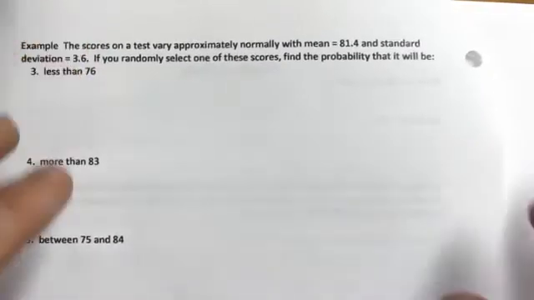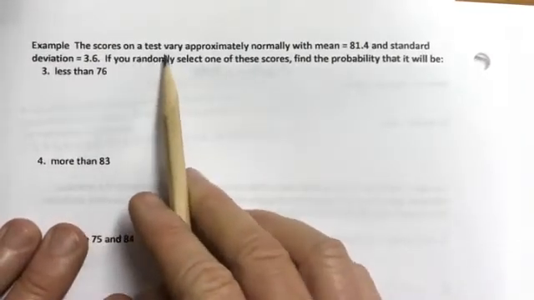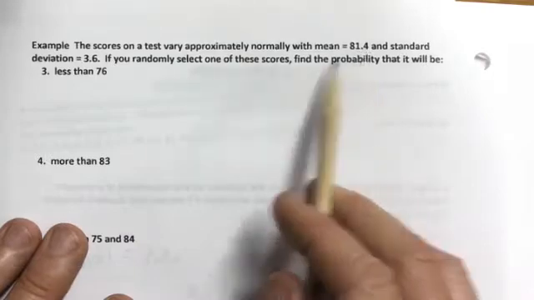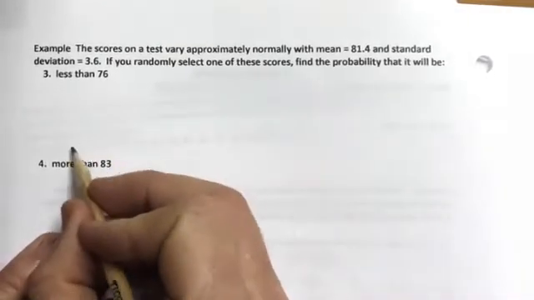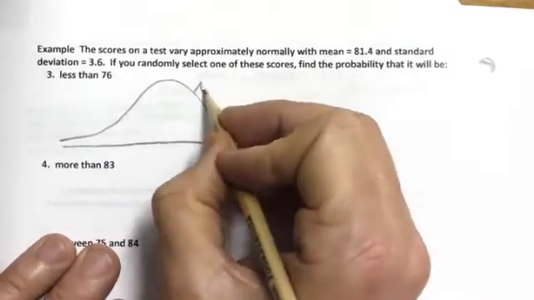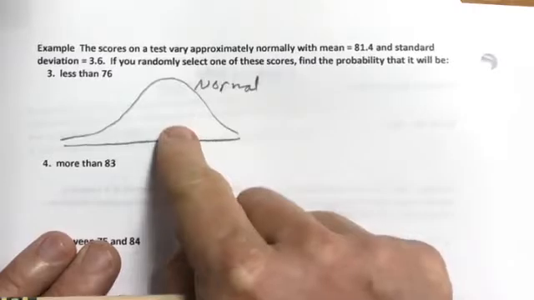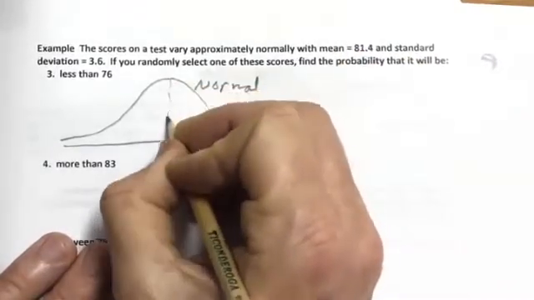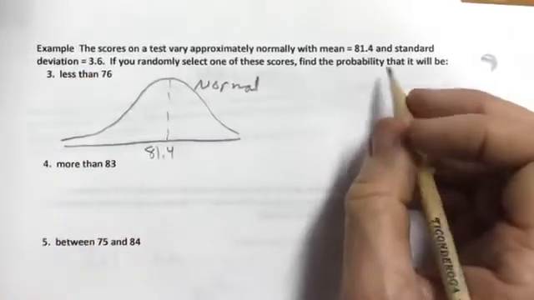So here's the main problem of the section. The scores on a test vary approximately normally with a mean of 81.4 and a standard deviation of 3.6. If you randomly select one of these scores, find the probability to be less than 76. So to do this normal problem, I'm going to draw the curve like that, and label it as normal. That's important. We have other curves that are going to look like this, so make sure to label it properly, normal. Now, the mean is right in the middle, so the mean is 81.4. And then standard deviation of 3.6.